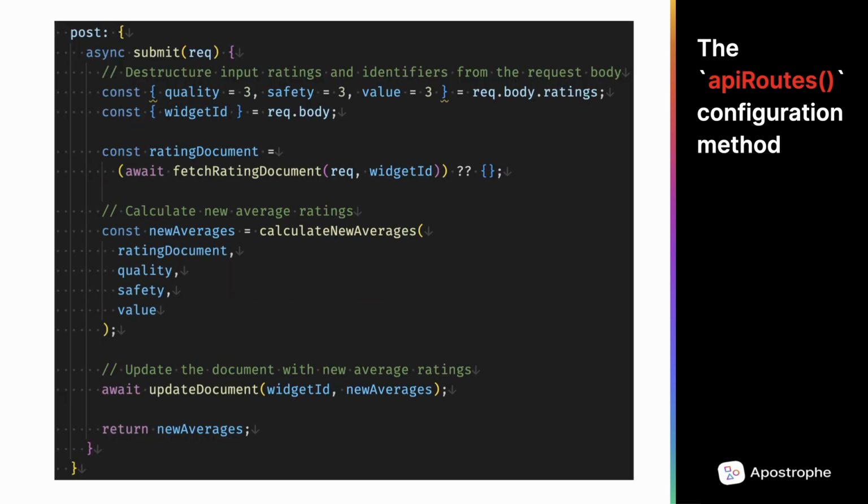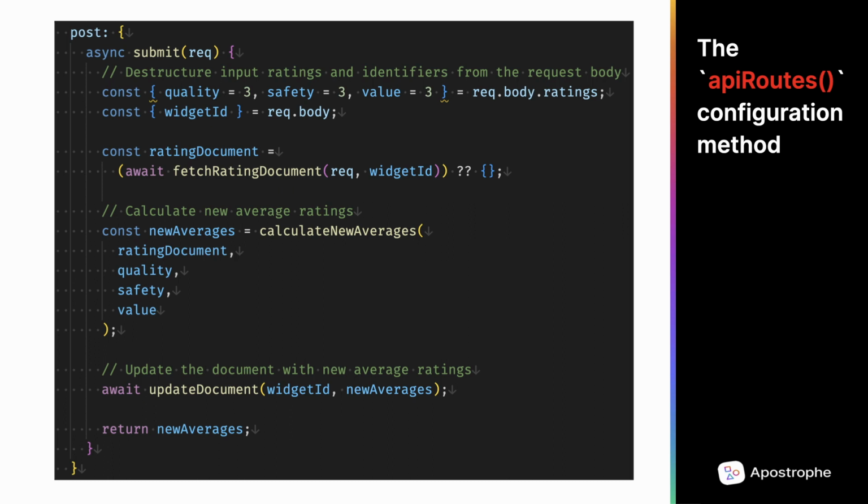Looking more closely at the post object. This object starts by declaring a post property that will take an object of all post methods. The submit method starts by getting values from the req object. It then uses the widget ID that came originally from the data.widget object to retrieve a record from the database using that ID and the fetch rating document helper method. We are using the nullish coalescing operator to set rating document to an empty object if the record doesn't exist in the database, indicating it hasn't been created yet.